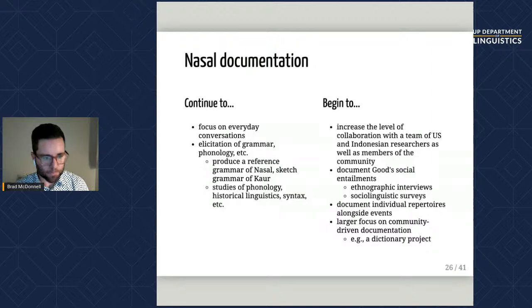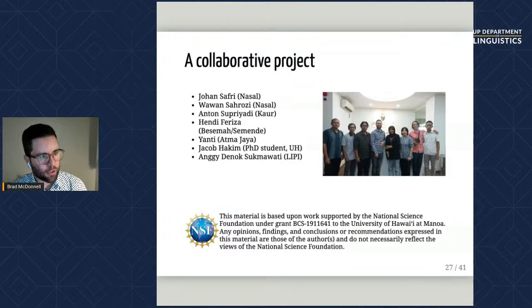So there will be a larger focus on community-driven documentation, so a dictionary project that I won't talk about much today, but I'd be happy to answer questions about. So this is a collaborative project. Here's the team in a picture on this slide. This team has members of the different languages represented in the speech community, as well as researchers in Indonesia, a PhD student from UH.